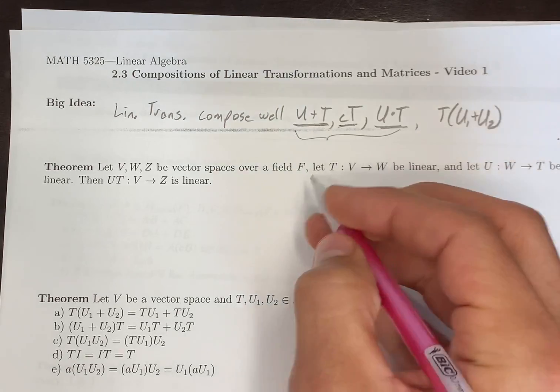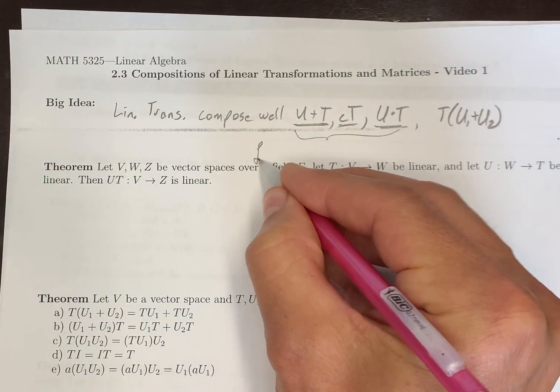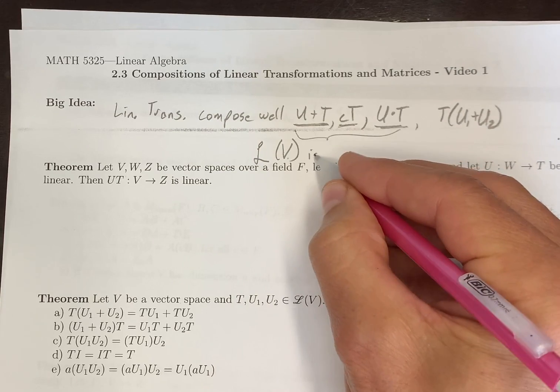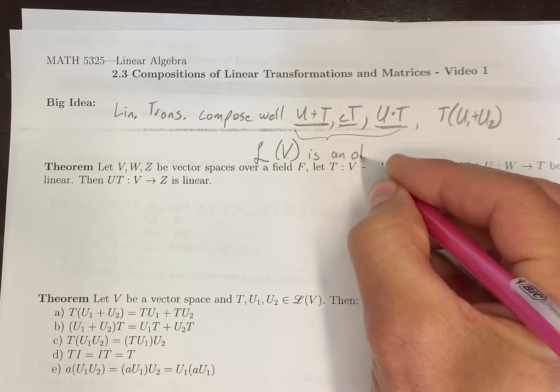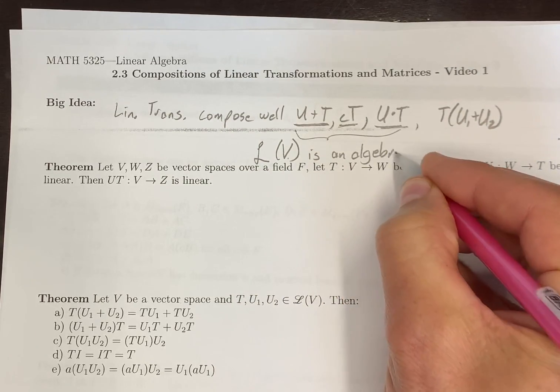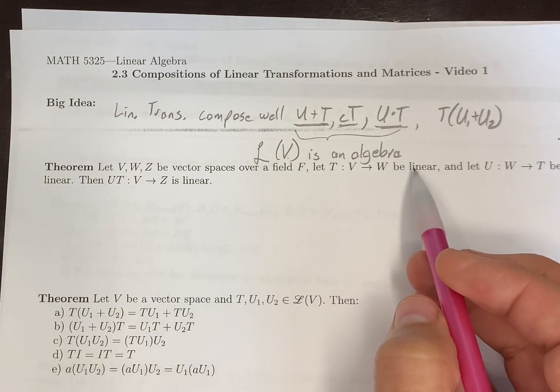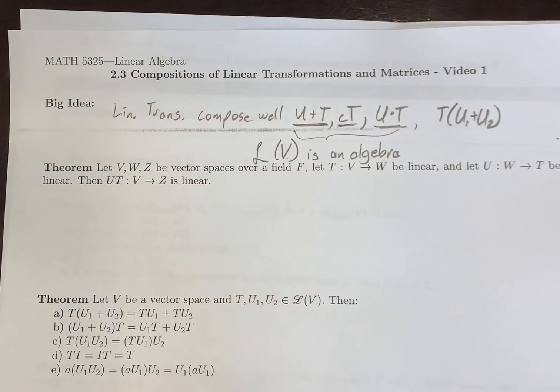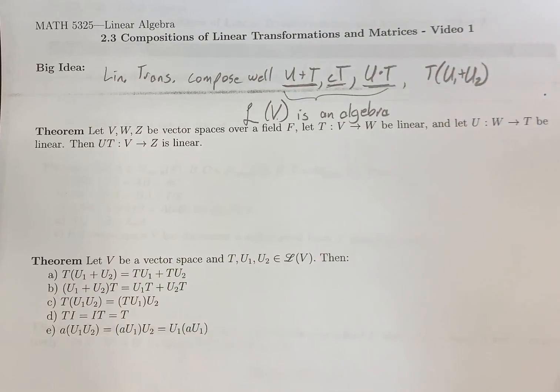And together, for those of you that are familiar with the term, that will show us that linear transformations from V to V form an algebra. Now, that's not something that will be defined in this term. It would be in an abstract algebra course, but it's addition, multiplication, and scaling all interacting well. So let's move on to the theorems.